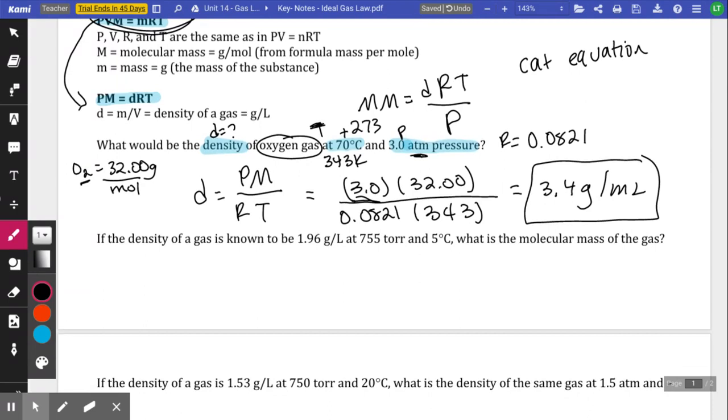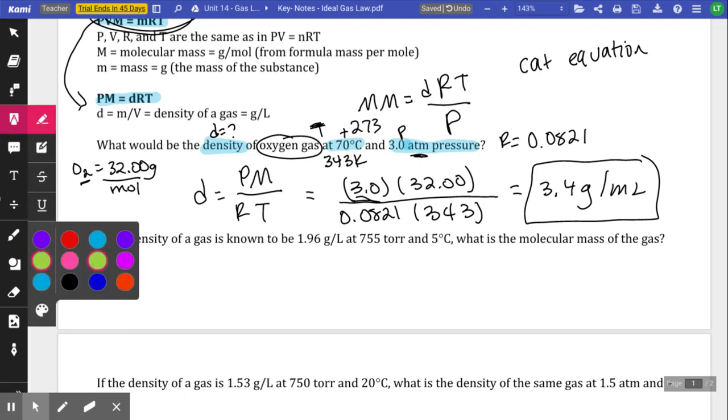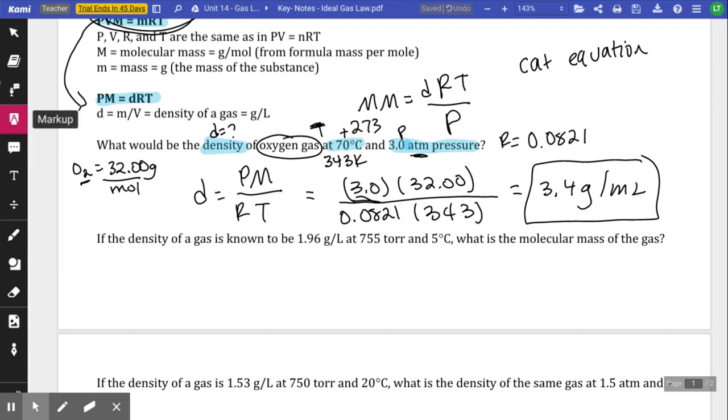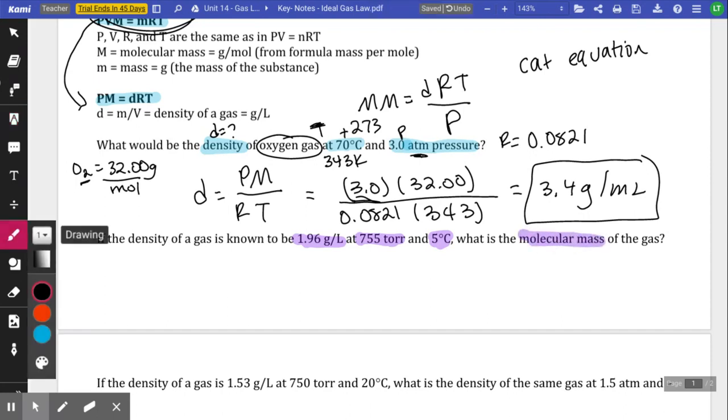Sorry, guys. One more on this page. All right, if the density of a gas is known to be 1.96 grams per liter at 755 torr at 5 degrees Celsius, what is the molecular mass of this gas?